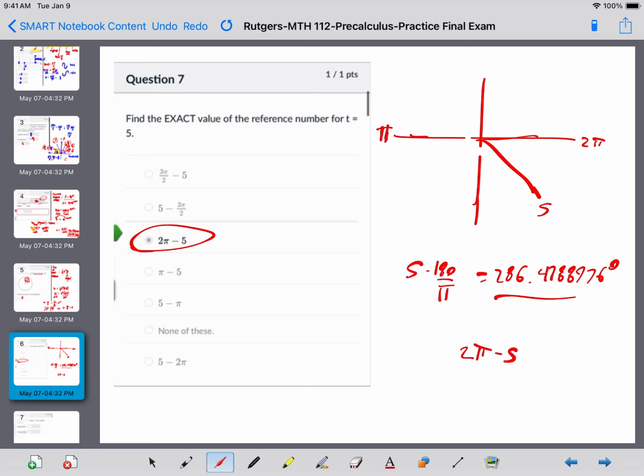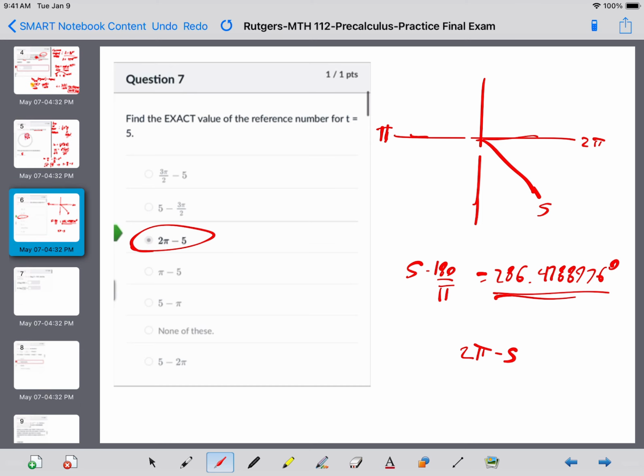Yeah, I would definitely convert from radians to degrees, just so you know where it lands. It's hard to think about when some are numbers and then there are some that are still in terms of pi. So yeah, that is 2 pi minus 5.